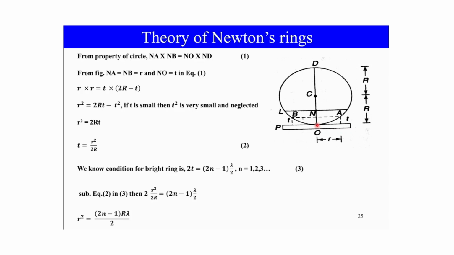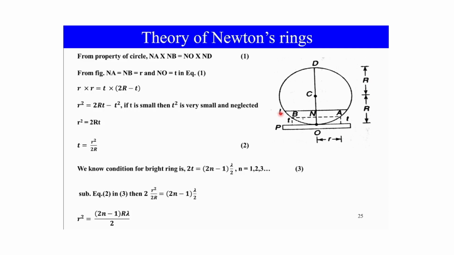Now in this class, our main concept is to derive conditions for the diameter of the bright ring and dark ring. So for this, let us consider this geometry. Extend the plano-convex lens in the form of a spherical shape. Let C be the center of the sphere. Then R is the radius of curvature of the plano-convex lens.